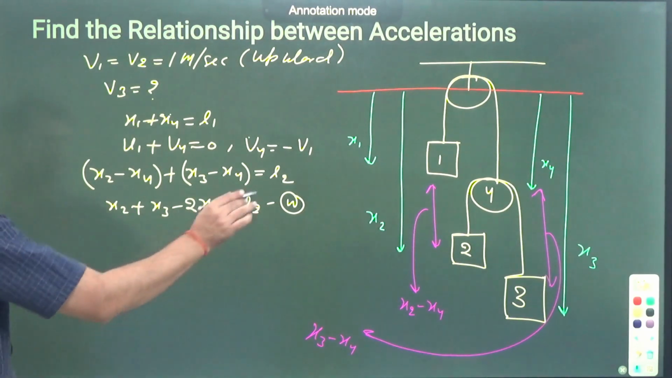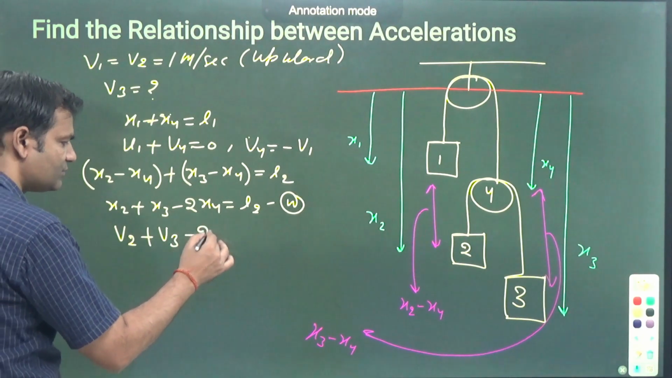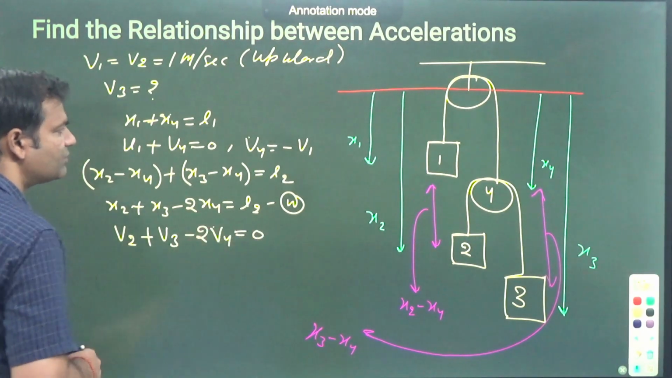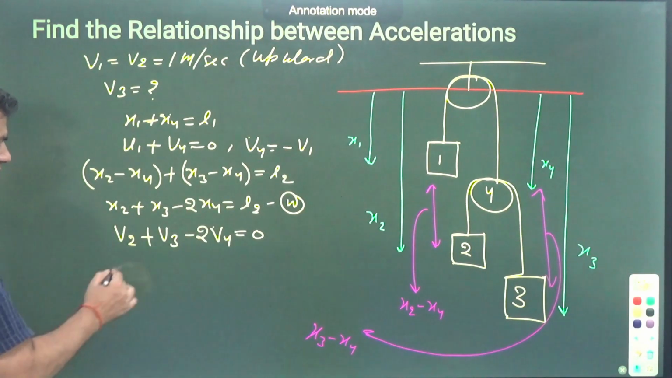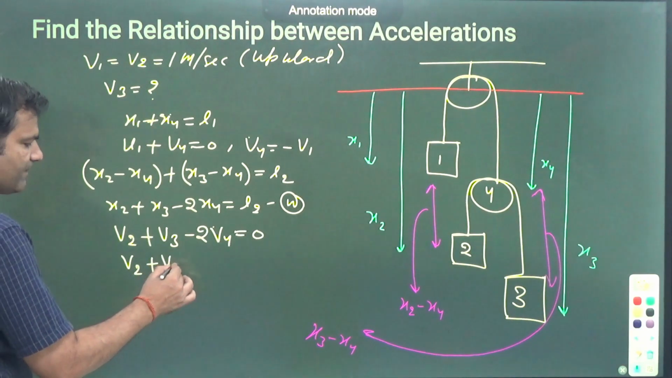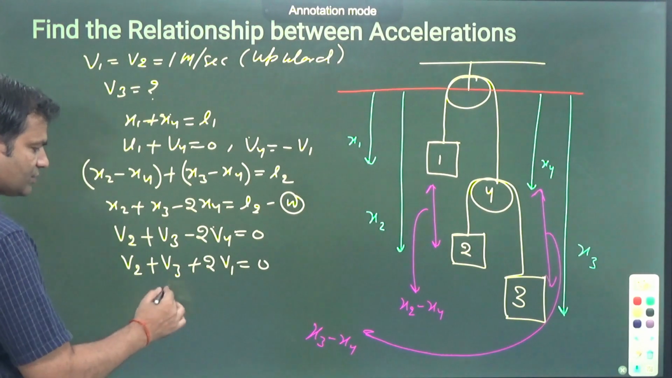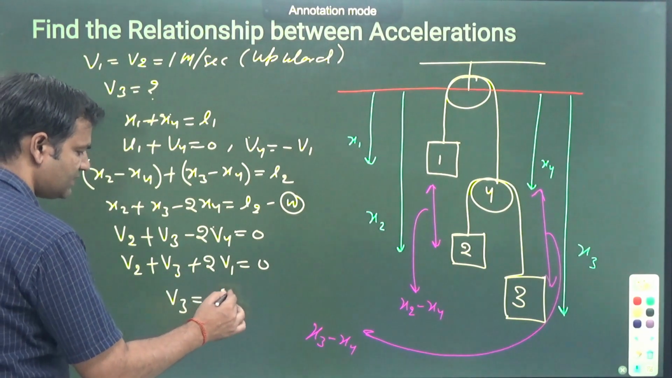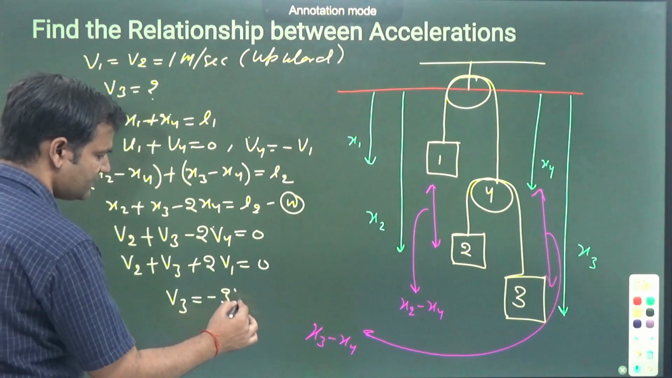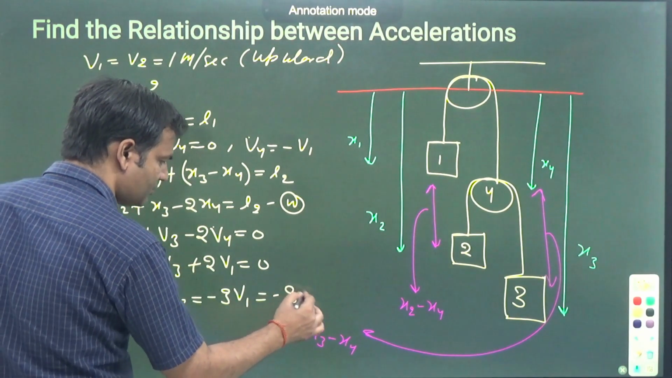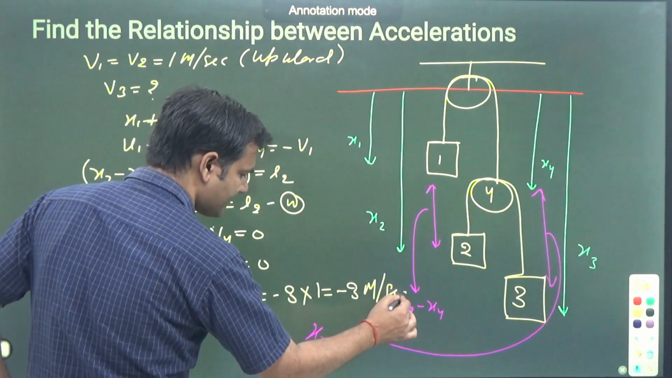Now if we differentiate, we get V2 plus V3 minus 2 V4 is equal to 0. What about V4? V4 is equal to minus V1. So V2 plus V3 plus 2 times V1 is equal to 0. So V3 is written as minus 3, since V2 and V1 are the same. So minus 3 into 1, we get minus 3 meter per second.